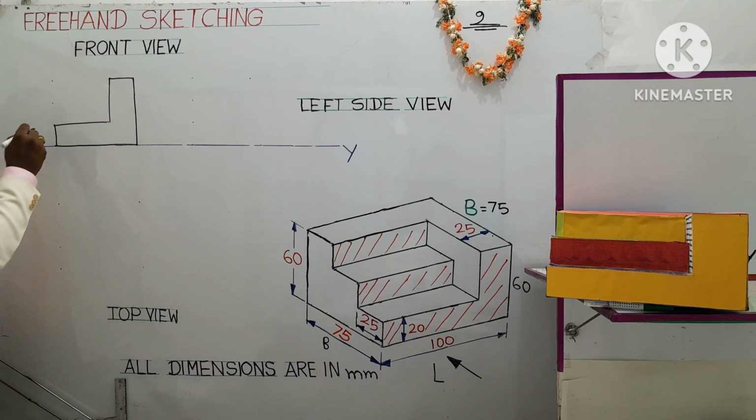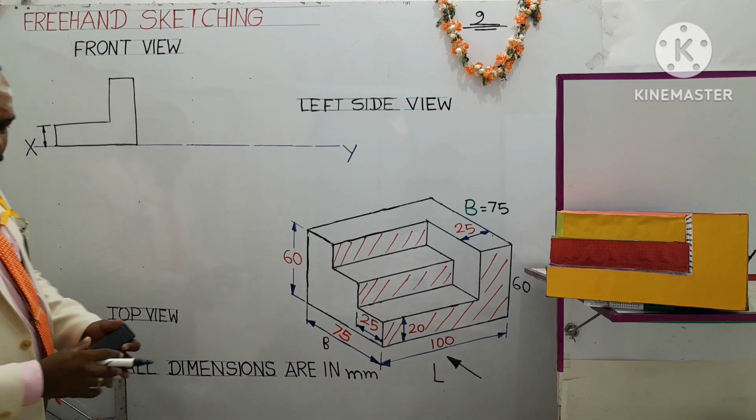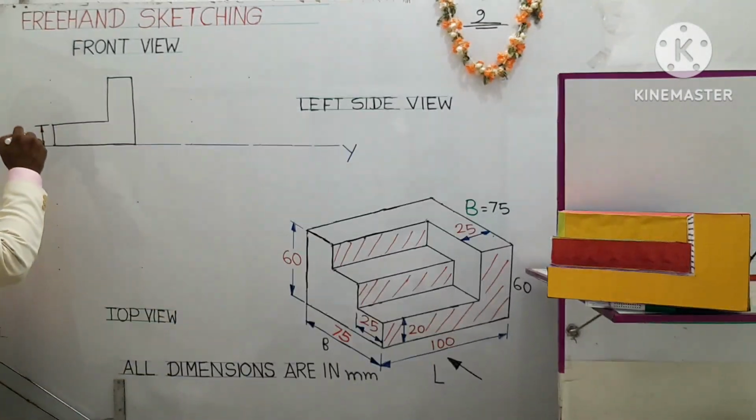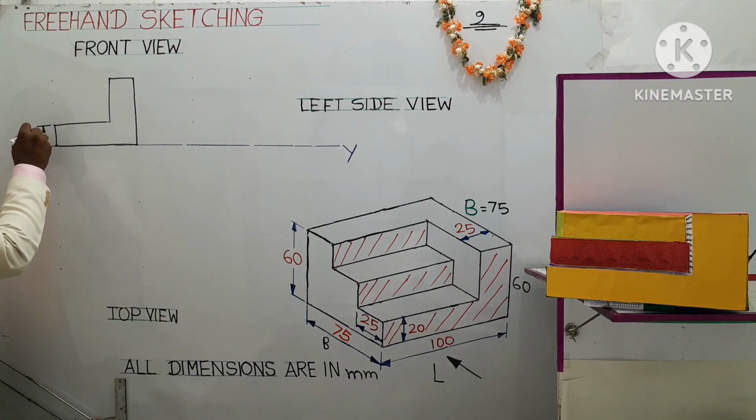So this is the height of step 1, which is given as 20 mm. Draw a dimension line, put two narrow arrowheads, shade the arrowheads, and you can write the height of the step. Step 1 is given as 20 mm. 20 shall be written like this.